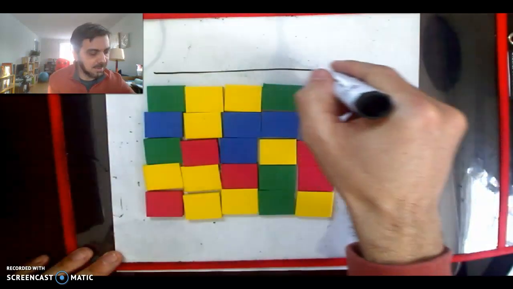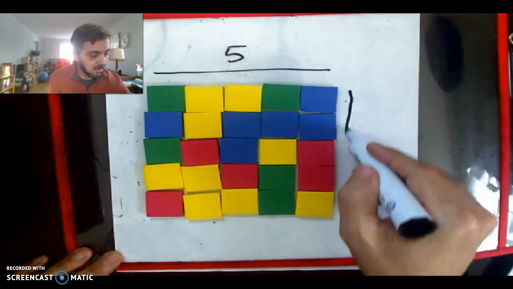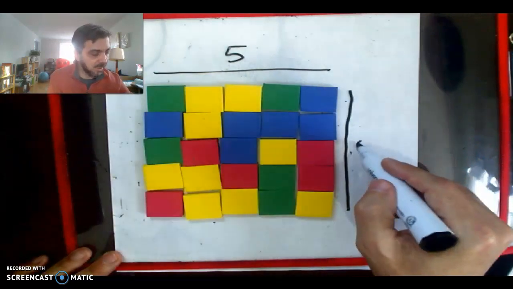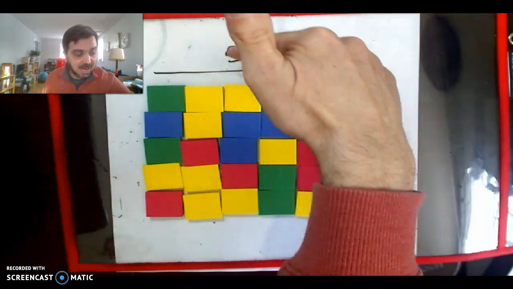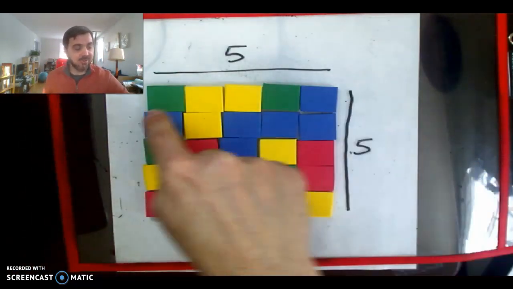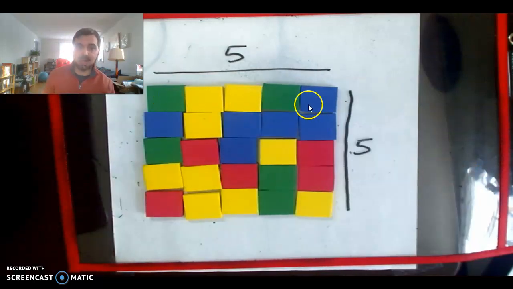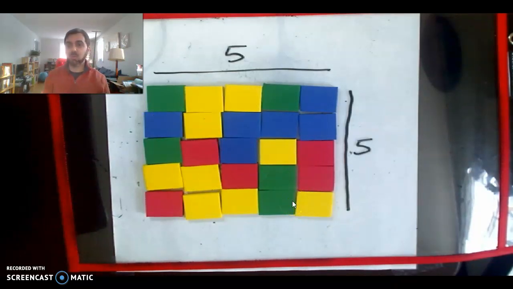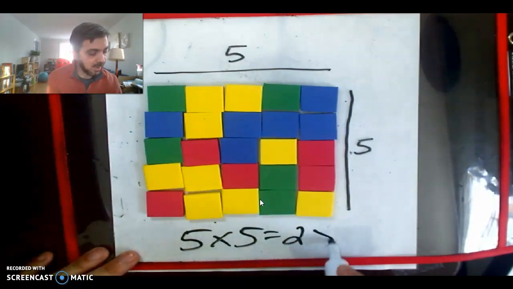Now look, the length here, doesn't matter which way you call it, is 5. The length is 5, the width is 5. Okay, and 5 times 5 equals 25. You have 5 rows of 5. 5, 10, 15, 20, 25. Okay, you have 25. So 5 times 5 equals 25.